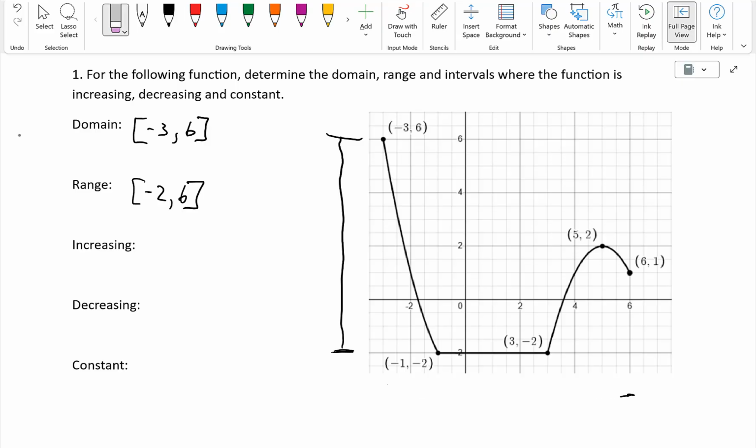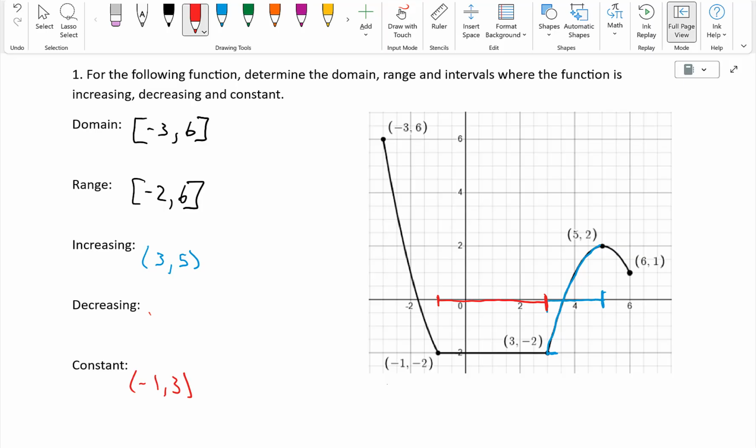To see where the function is increasing, we want to still work left to right through those values. I think we had blue there, so we can try and stick with it. We can see as we move left to right from 3 over to 5, the graph is going up as we move to the right. So we're increasing here from 3 to 5. For the increasing, decreasing, constant, we're always going to use parentheses. We can't increase or decrease at a point, so always open for those. For our constant here, we can see from -1 over to 3.